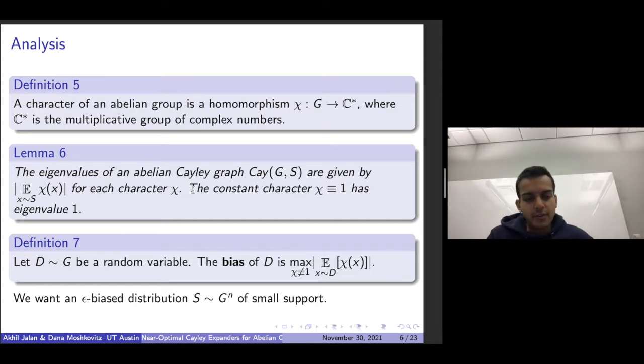Next, we can also define the bias of a distribution. If you have a random variable on a group, then the bias of that random variable is just the maximal expected value of a character, except we exclude this constant character. So this is sort of like the eigenvalues of the Cayley graph of G, but we exclude the trivial eigenvalue, and we talk about a generating set corresponding to some distribution D. So in terms of this language, what we want is an epsilon-biased distribution on G to the n, which has small support size.